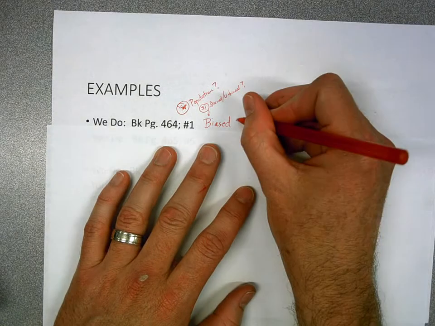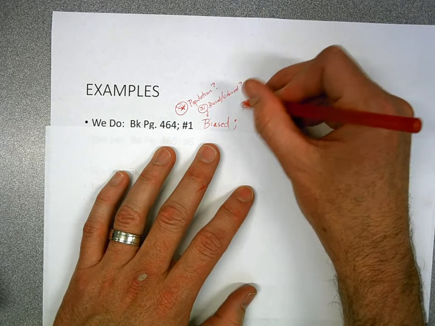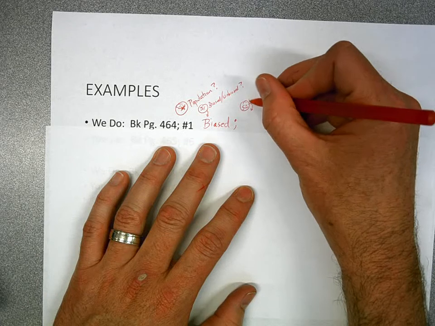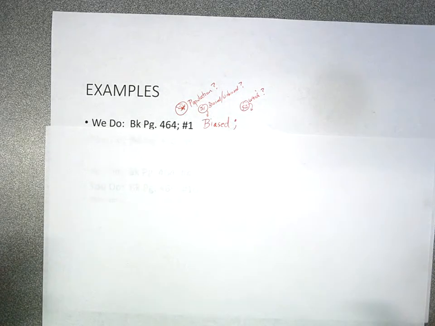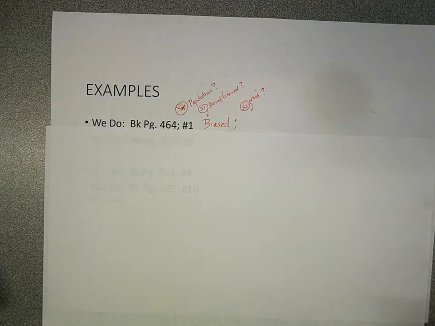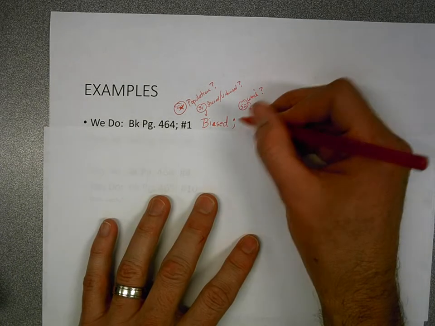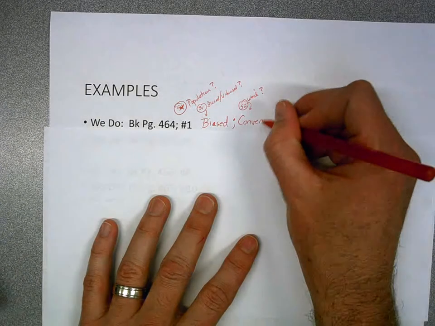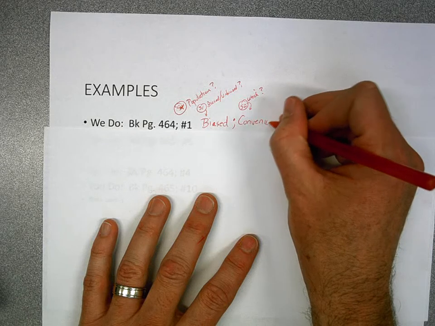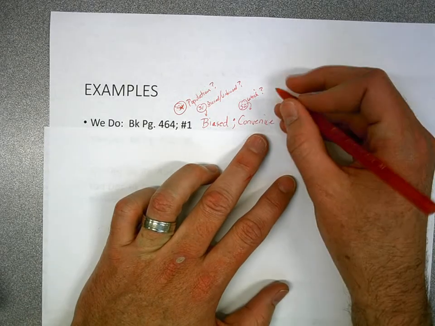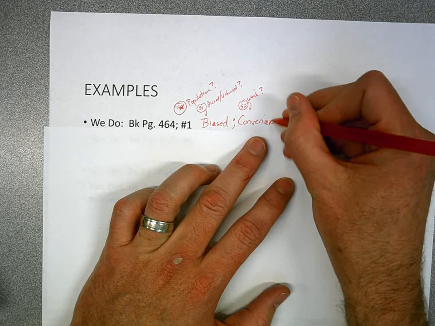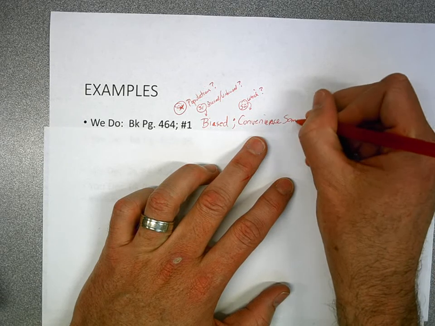Okay. Step 2, which is just say, I'll just put which, meaning in this case, which biased one. And we just said it's not voluntary. What would it be? Yeah, convenience. It's a convenient sample.